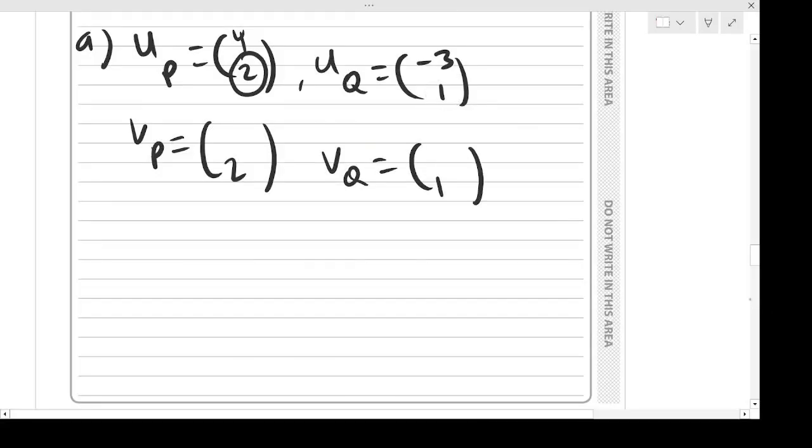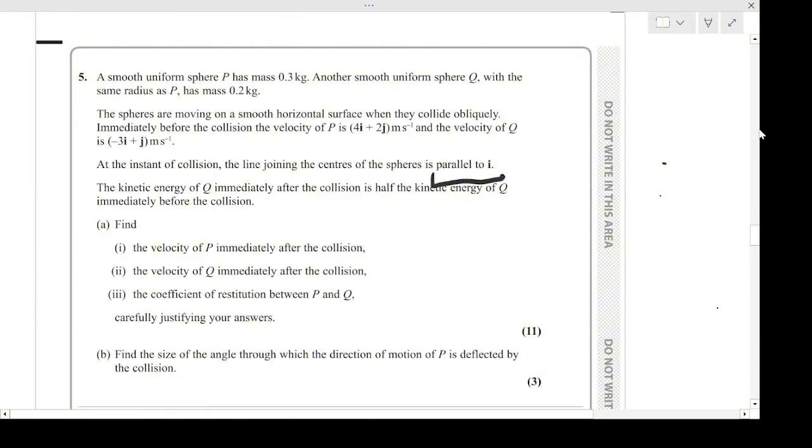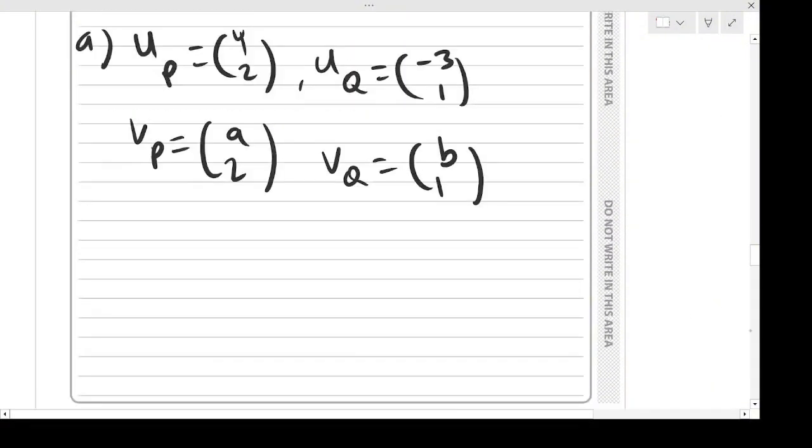So it's going to be just the I components that change, because everything that's important acts parallel to the line of centers. In this case, the line of centers is parallel to I, so I need to look at my I components. I'm going to call the I components A and B respectively. So I just need to find A and B to find my velocities. Again, the question is mentioning being parallel to I, the line of centers, so we just need to consider the I components.